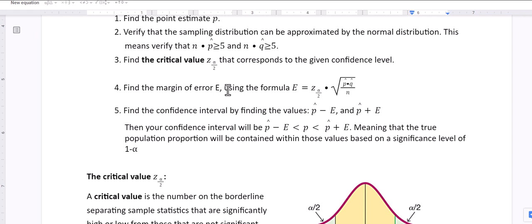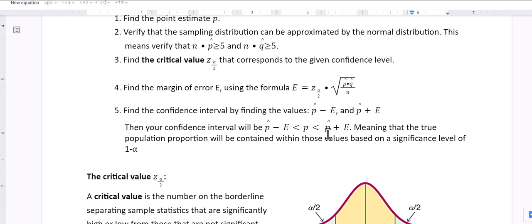Once we have the margin of error, that's the big part of finding the confidence interval, then we can put the confidence interval together by finding the value of p hat minus the margin of error and p hat plus the margin of error. So our sample proportion, our 26.4% minus the margin of error, and then our 14 out of 53, or p hat, plus the margin of error. So then your confidence interval will look like p hat minus e, and p hat plus e. Remember, p hat is our sample proportion, and p is the parameter. So we're saying the parameter is between those two values.